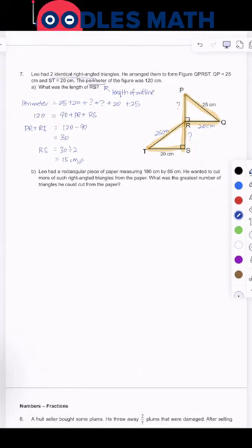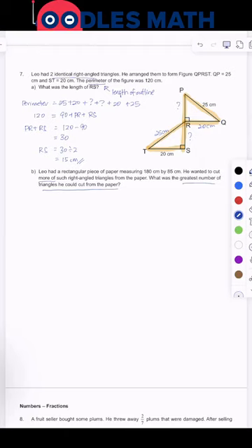Now let's continue with part B. So Leo had a rectangular piece of paper measuring 180 cm by 85 cm. Now he wanted to cut more of such right angle triangles from the paper. So the clue here is you want to cut more. Alright. So what is the greatest number of triangles he could cut from the paper?